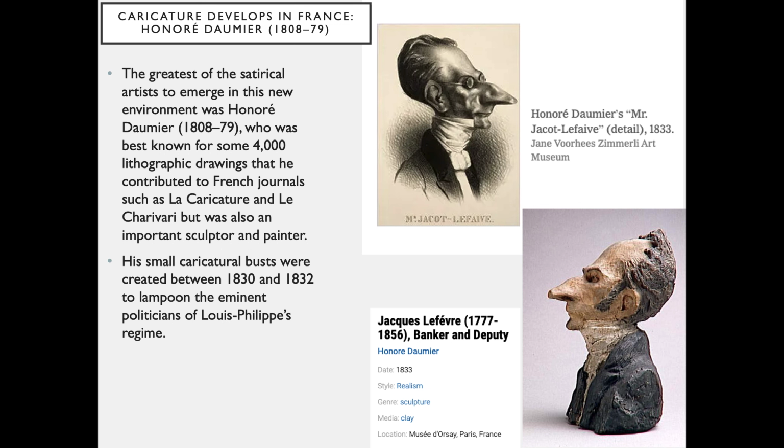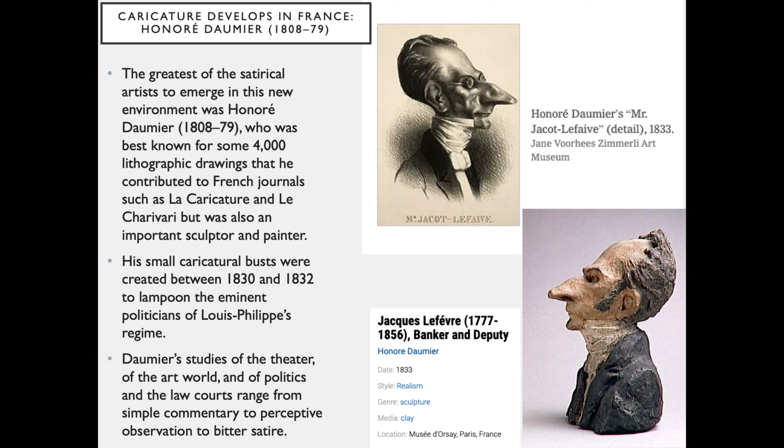His small caricature busts were created between 1830 and 1832 to lampoon the eminent politicians of Louis Philippe's regime, and you can imagine that this did not go over well with Louis Philippe. Daumier's studies of the theater, of the art world, of politics, and the law courts range from simple commentary to perceptive observation to bitter satire. And so Daumier observed the rich, the people in the theater, the art world, and politics, and made these drawings, which were sometimes just drawings which showed what he saw, but other times exaggerated people's features to make them into caricatures.